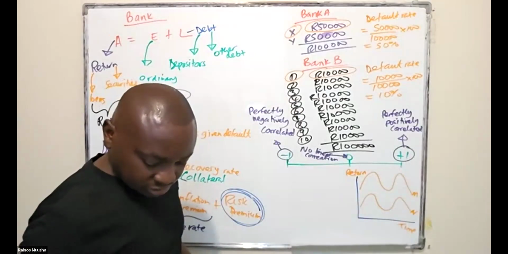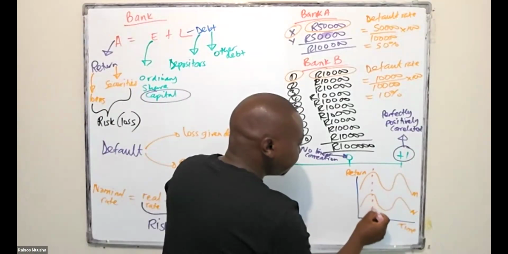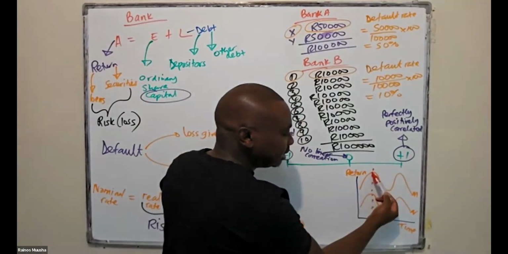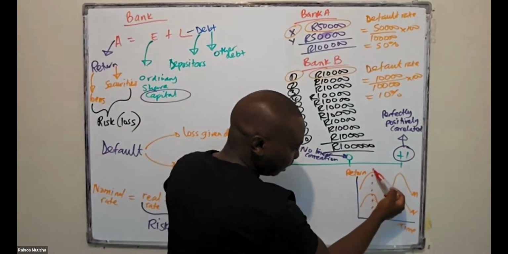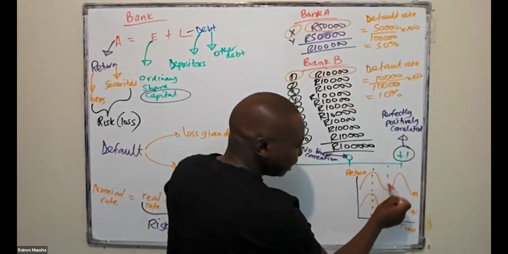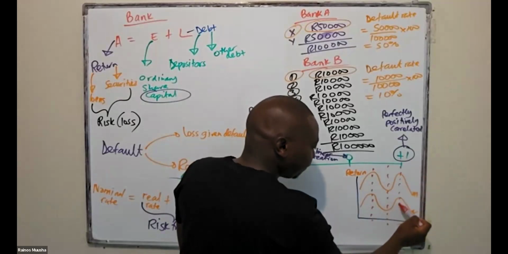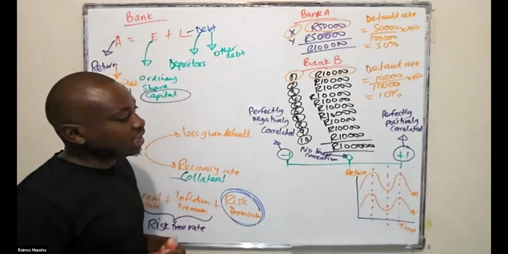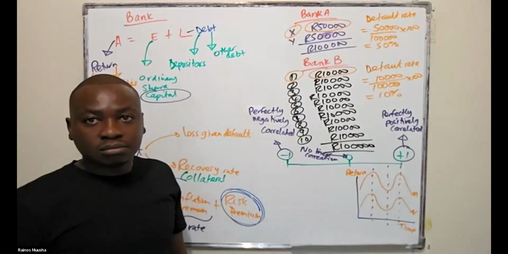In general, when security M is having an increase in returns, security N is also having an increase in returns. When security M is having a decrease in returns, security N is also having a decrease in returns. And when security M starts having an increase in returns as well, we also expect in general security N to have an increase in returns. And this is what we mean by positively correlated.